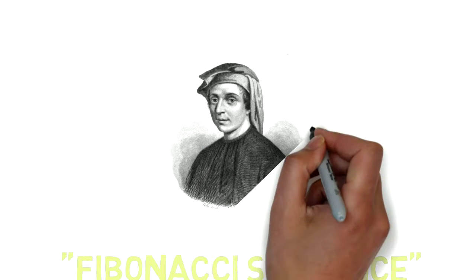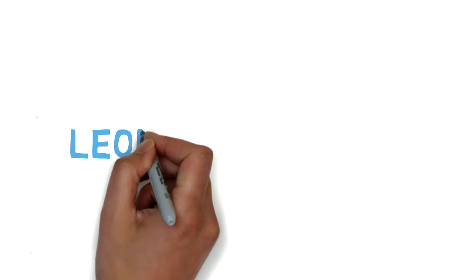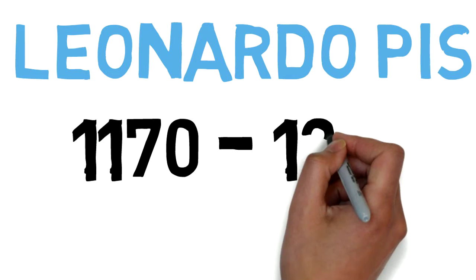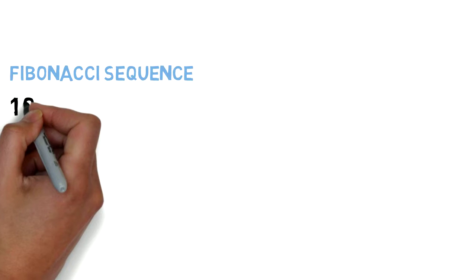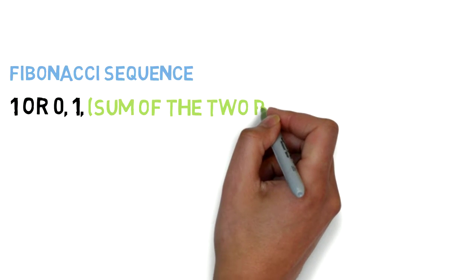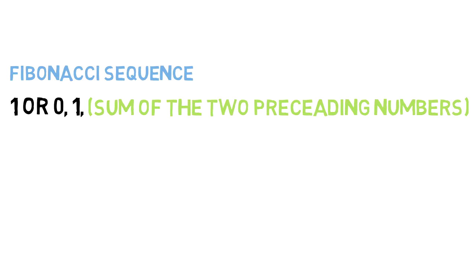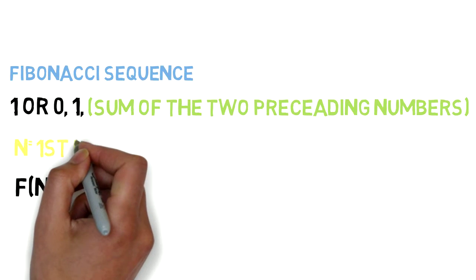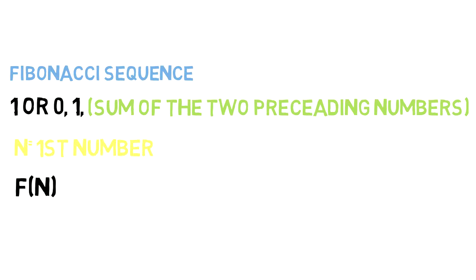The famous Fibonacci sequence is named after Leonardo Pisano, also known as Fibonacci, an Italian mathematician who lived from 1170 to 1250. The Fibonacci sequence is a set of numbers that starts with 1 or 0, followed by 1, and proceeds based on the rule that each number, called a Fibonacci number, is equal to the sum of the preceding two numbers. If the Fibonacci sequence is denoted f of n, where n is the first term in the sequence, the following equation obtains for n equals 0, where the first two terms are defined as 0 and 1 by convention.